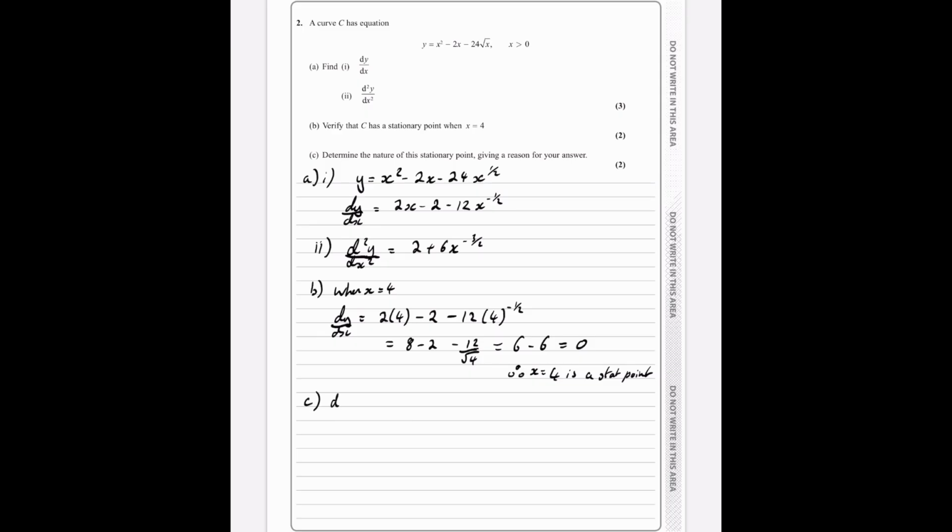For c, to determine the nature of the stationary point, I'm going to apply the second derivative test. The second derivative test says that if the second derivative is positive, it's a minimum. If it's negative, it's a maximum. And if it's 0, we're not quite sure. We can't reach any conclusions other than we're dealing with a point of inflection. When we plug 2 into the second differential, we get 2.75 out. And the interesting thing about 2.75 here is that it is greater than 0. And that tells us that our point is a minimum point.